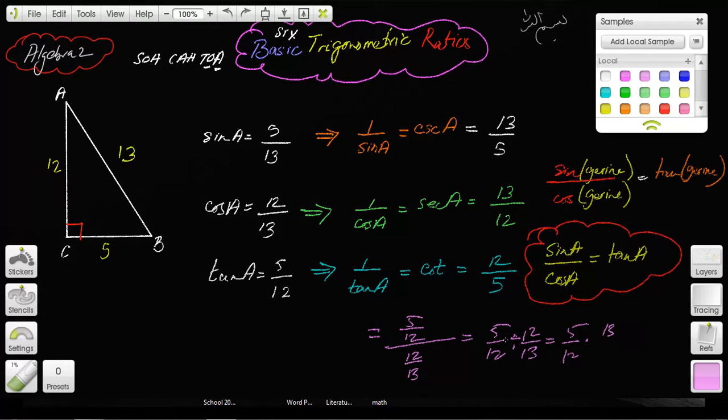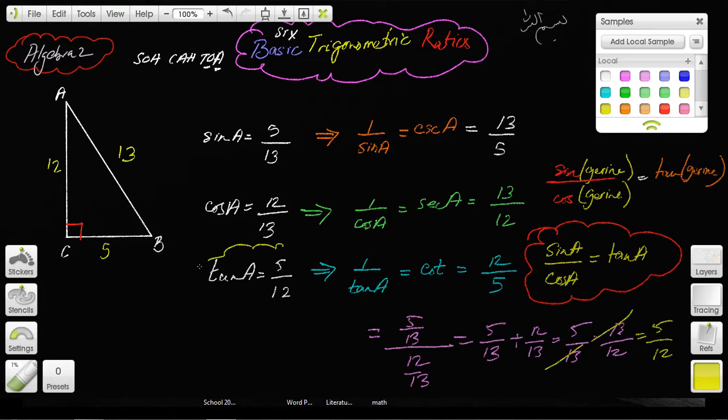I'm sorry, I made a little mistake here. It's 5 over 13. Okay, so 5 over 13 sine divided by cosine, which is 12 over 13. There we go. 5 over 13 divided by 12 over 13, which is 5 over 13 times 13 over 12. And then you simplify this and you get 5 over 12, which is tangent. So this is actually a very important property. Sine of an angle divided by cosine of an angle gives you tangent of that angle.